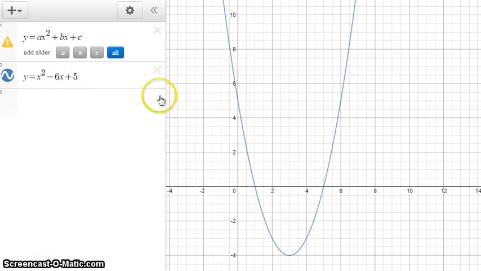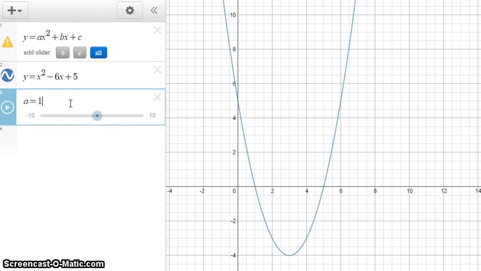So right now, if we just want to know if the parabola opens up or down, I'm only going to look at the leading coefficient, which right now is 1. My a is equal to 1, which is a positive number, so it is going to open up. Okay? So if the leading coefficient is a positive number, the parabola will open up.